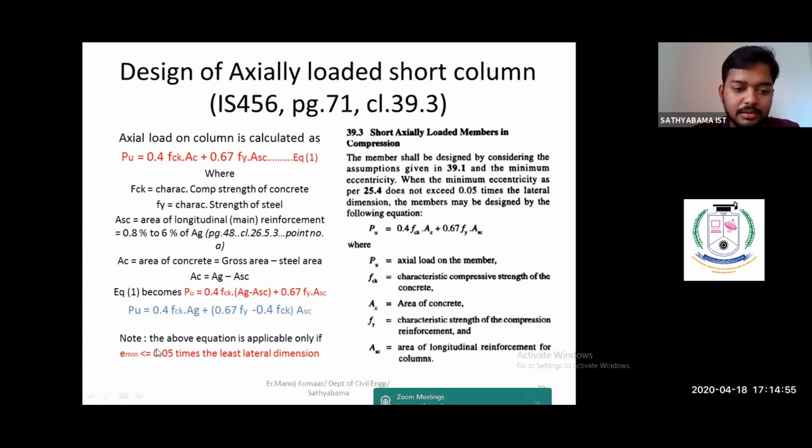Next, an important note that should be taken from code book clause 39.3 is when the minimum eccentricity as per 25.4 does not exceed 0.05 times the least lateral dimension. That is, the minimum eccentricity you have calculated should be less than or equal to 0.05 times D. In the case of a circular column, there is no depth or width. We have only one lateral dimension, that is the diameter. So the minimum eccentricity should be less than or equal to 0.05 times the diameter of the column.